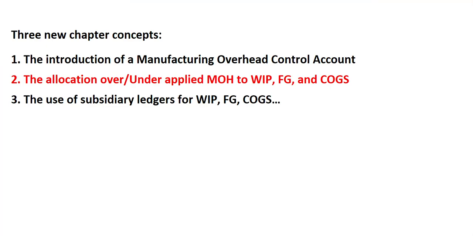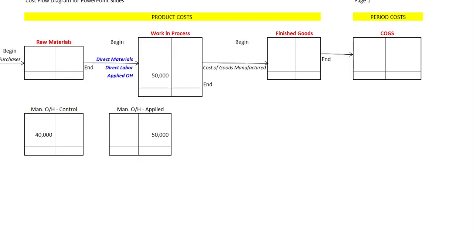The next concept we'll take a look at is the allocation of over or under applied manufacturing overhead to work in process, finished goods, and cost of goods sold. So a proration of our under or over applied manufacturing overhead. Traditionally, again, if we have our manufacturing overhead control of $40,000 and $50,000 in applied, we need to close out our manufacturing overhead, an additional $10,000 debit to manufacturing overhead. And we would debit manufacturing overhead, of course, and credit cost of goods sold.